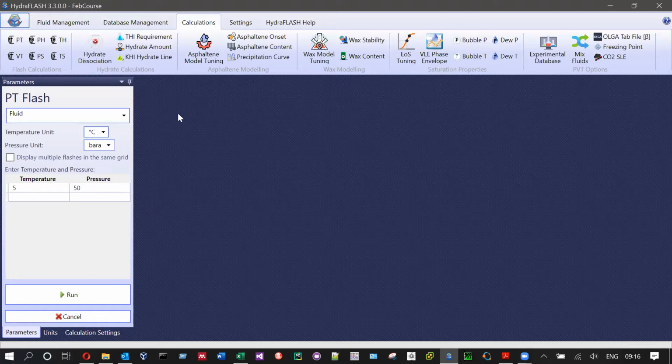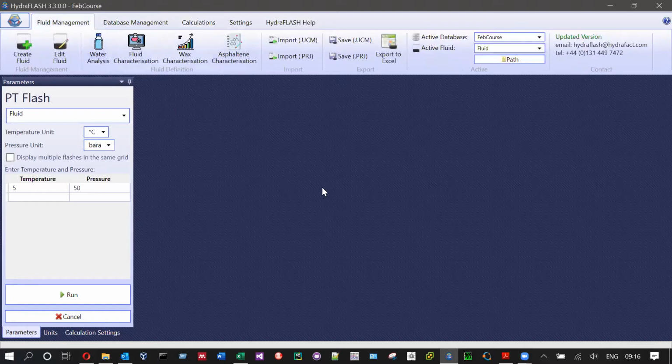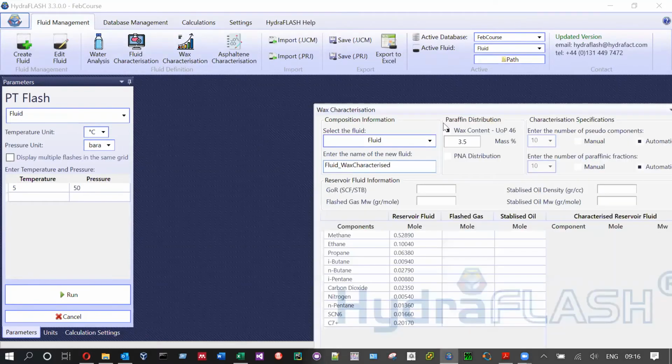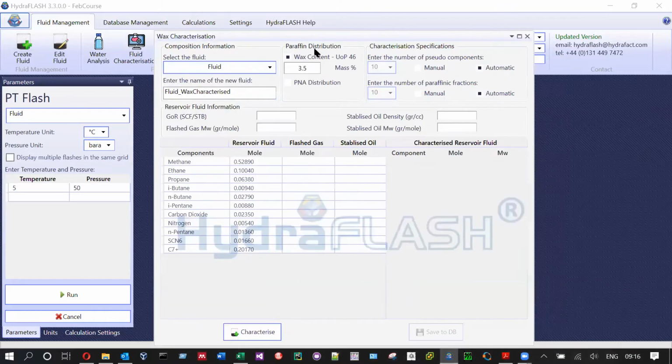So what I need to do is go to the Fluid Management tab again, and because, as you can see, we have wax in this component, I press wax characterization. Now I need to enter the PVT information here, also the single flash compositions, flash gas and stabilized oil, and also the wax content of the fluid, and the name of the new characterized fluid, because when you characterize a fluid, you need to make a new composition.